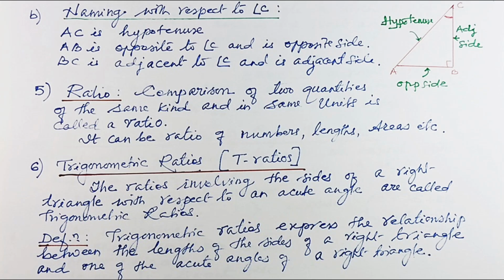In trigonometry, we have to define trigonometric ratios. The ratios involving the sides of a right triangle with respect to an acute angle are called trigonometric ratios. Again, I will repeat, the ratios involving the sides of a right triangle with respect to an acute angle are called trigonometric ratios. Now, the trigonometric ratios express the relationship between the lengths of the sides of a right triangle and one of the acute angles of a right triangle.